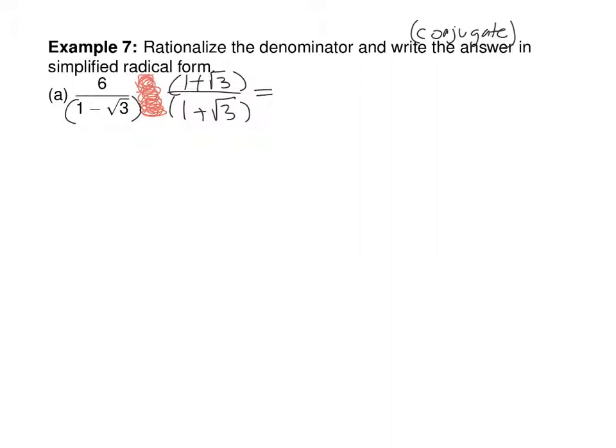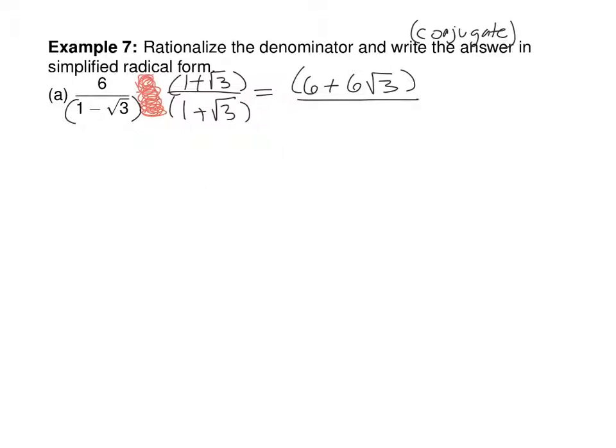Has anybody seen that before? Yes? Okay. So in the numerator, the 6 distributes, and you get 6 plus 6 root 3. That's your numerator. Those parentheses aren't necessary.